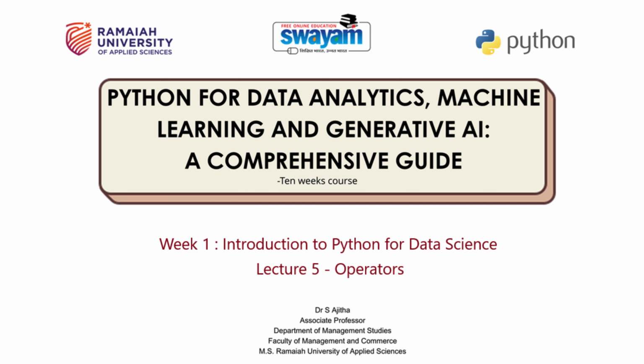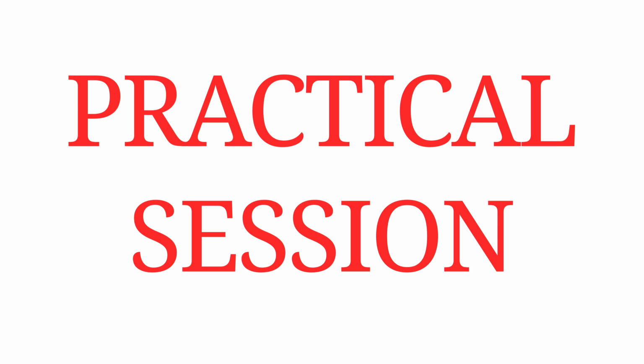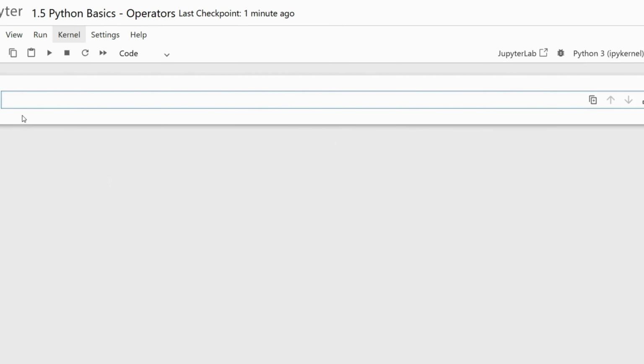In this session, we will learn about operators in Python. Let's see an example for variable calculation. First, let us look at a simple calculation. We assign 50 plus 100 to a variable a. So the value of a becomes 150.